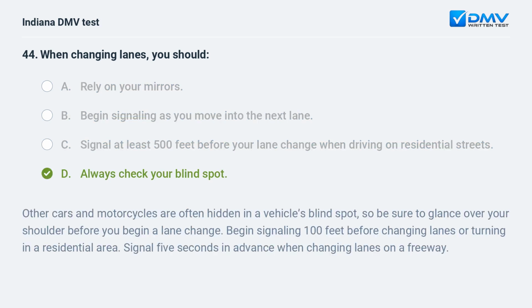d. Always check your blind spot. Other cars and motorcycles are often hidden in a vehicle's blind spot, so be sure to glance over your shoulder before you begin a lane change. Begin signaling 100 feet before changing lanes or turning in a residential area. Signal 5 seconds in advance when changing lanes on a freeway.